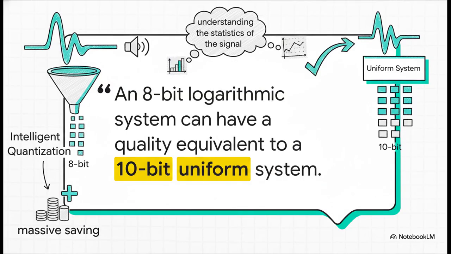Let that sink in for a second. By being clever about how you quantize, you can get the same audio quality with just 8 bits that a naive system would need 10 or even 12 bits to achieve. That is a massive saving in bandwidth. And it all comes from one single insight: understanding the statistics of your signal. Remember that. That's the secret to smart communication design.